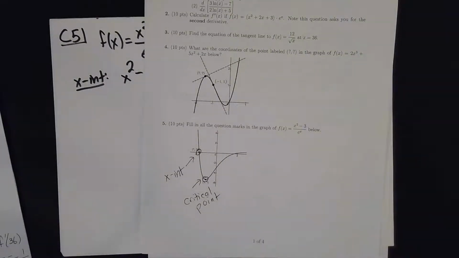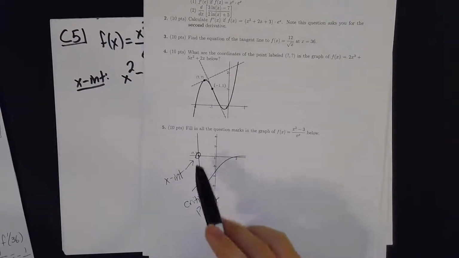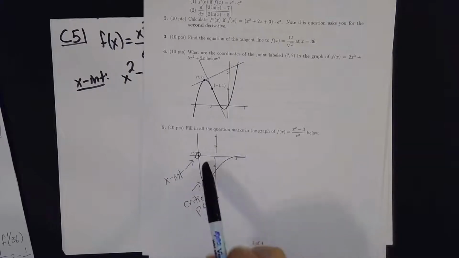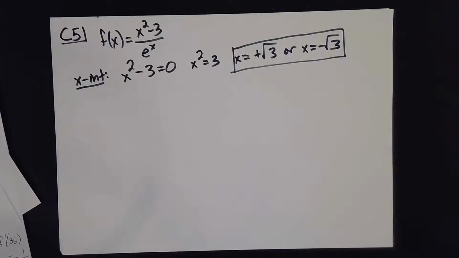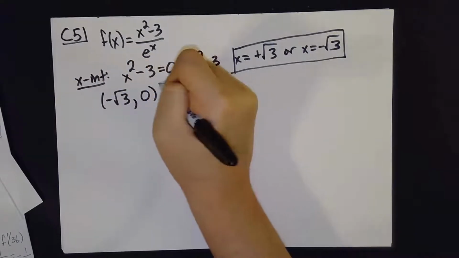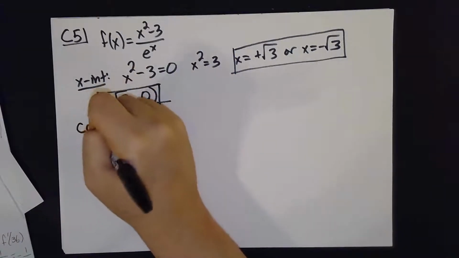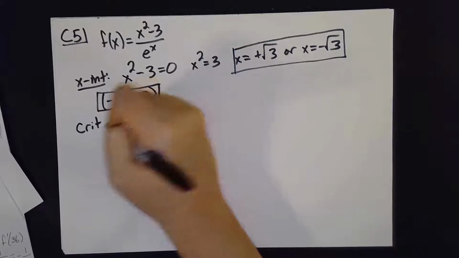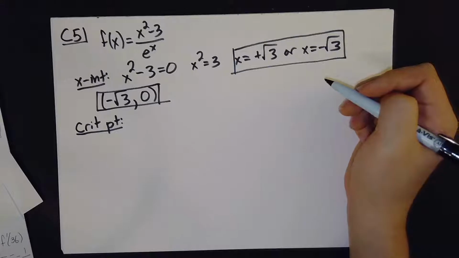If I look back at the graph, I know which one this has to be, because this point is to the left of the y-axis, so it has a negative x. And so the first point there had better be minus root 3 comma 0. Okay, the critical point is next.